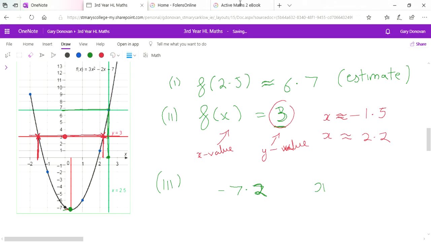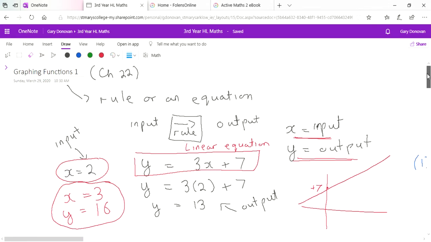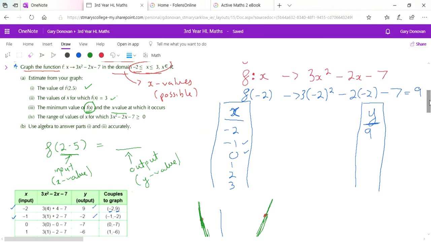And the x value at which that occurs will be this red line when we go up in and around x point 0.3. So that's number 3. Let's look at number 4. Number 4 then, find a range of values for which 3x squared minus 2x minus 7 is greater than 0.